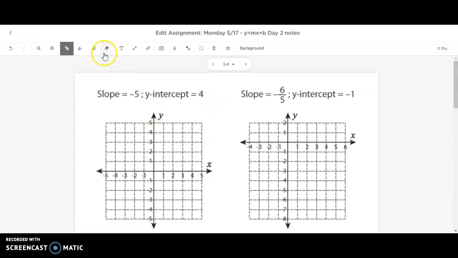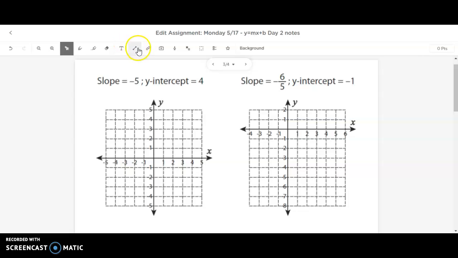On your next slide, you have a couple more of these. I'm going to go ahead and do them. My y-intercept is 4. Slope is -5. And connect with a line. This one, y-intercept is -1. Slope is -6/5. And connect them with a line.